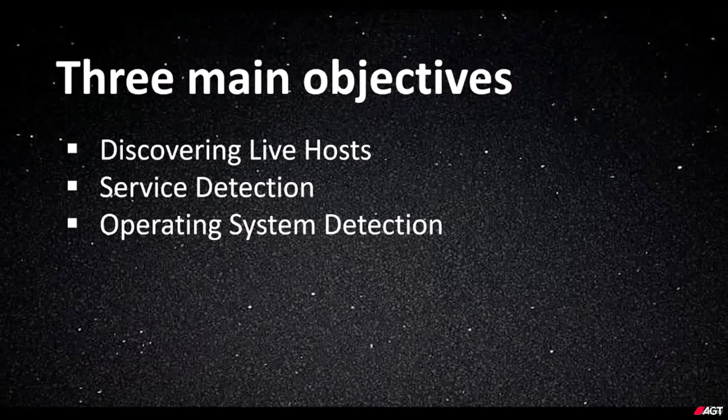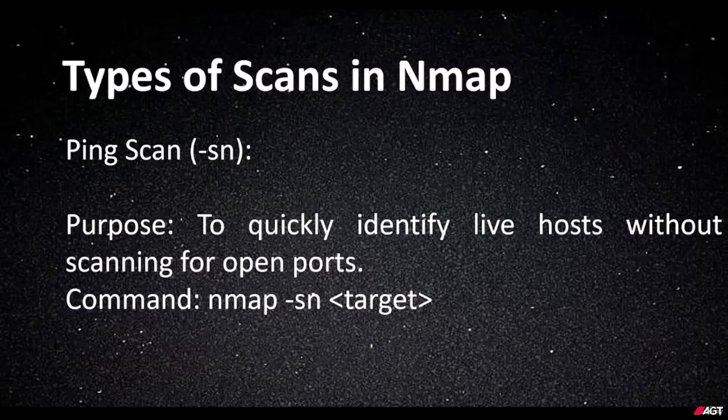Next we have types of scans in Nmap. Nmap offers a variety of scanning techniques, each suited for different scenarios. Let's go over some of the most commonly used scans. First we have the ping scan. The purpose of the ping scan is to quickly identify live hosts without scanning for open ports. The command you can use is nmap -sn, and here you can mention the target IP address or the domain. This scan is useful when you want to get a list of active devices on a network without getting detailed information.